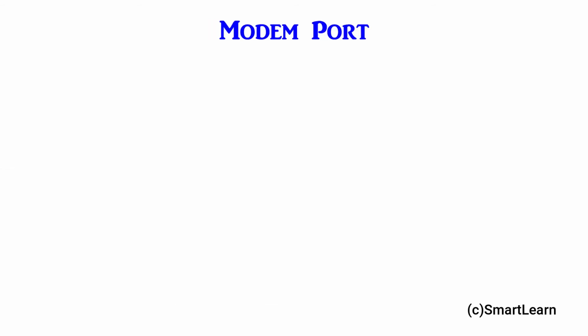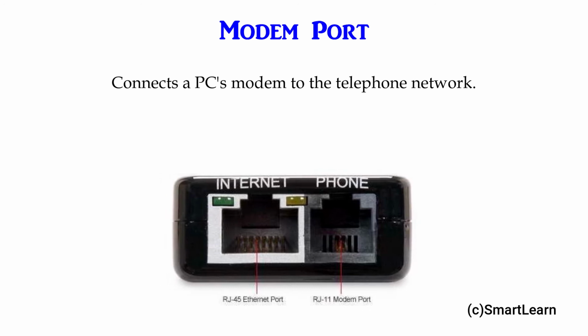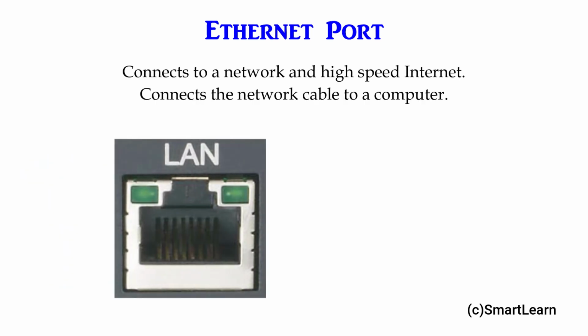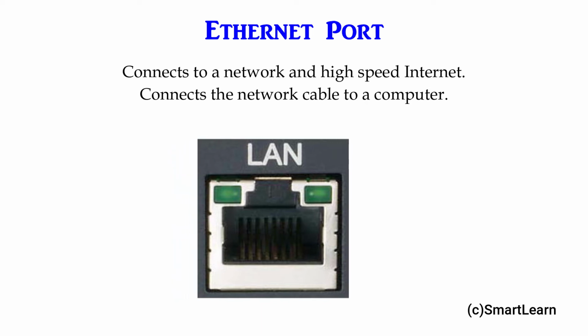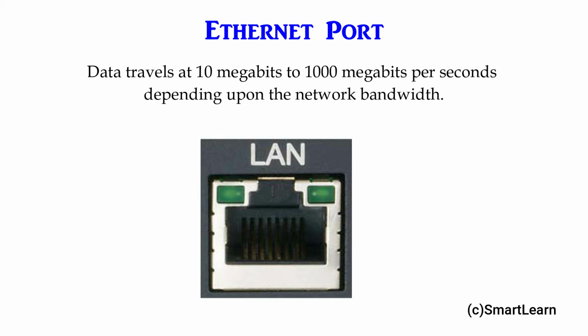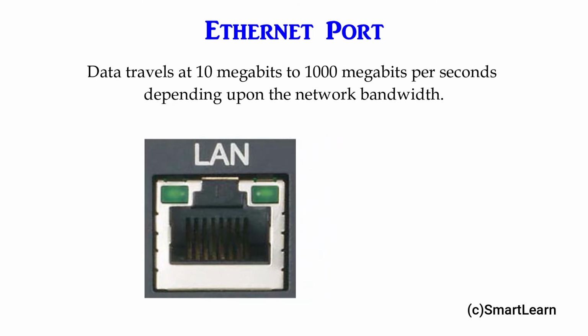Modem port. Modem port connects a PC's modem to the telephone network. Ethernet port. It connects to a network and high-speed internet. It connects the network cable to a computer. This port resides on an Ethernet card. Data travels at 10 megabits to 1000 megabits per second depending upon the network bandwidth.